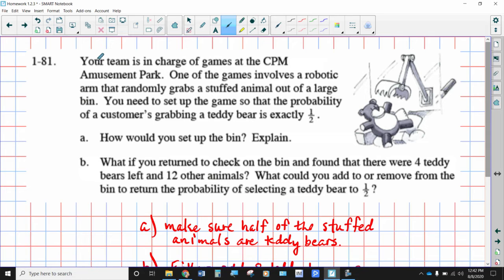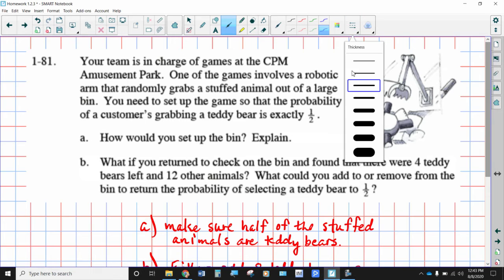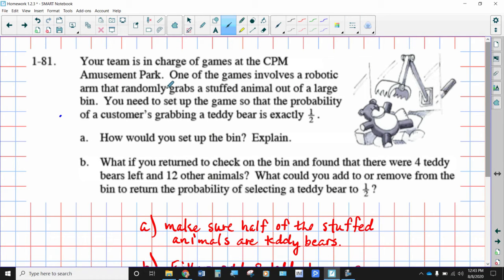Okay, here's a different situation. Your team is in charge of games at CPM Amusement Park. One of the games involves a robotic arm that randomly grabs a stuffed animal out of the bin.